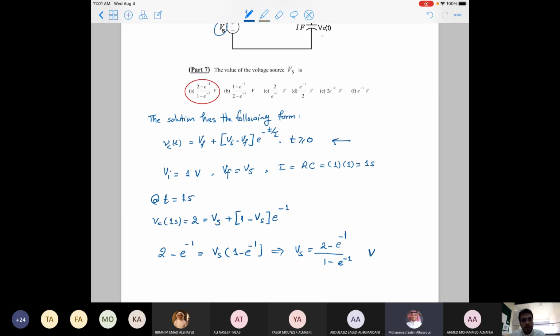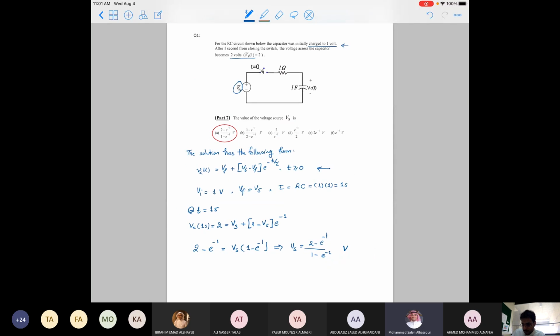So the solution is Vs equals 2 minus e to the power -1, divided by 1 minus e to the power -1. And this is the correct solution. Any questions? Okay, this is a straightforward application. Let's see if we can take it a step further.